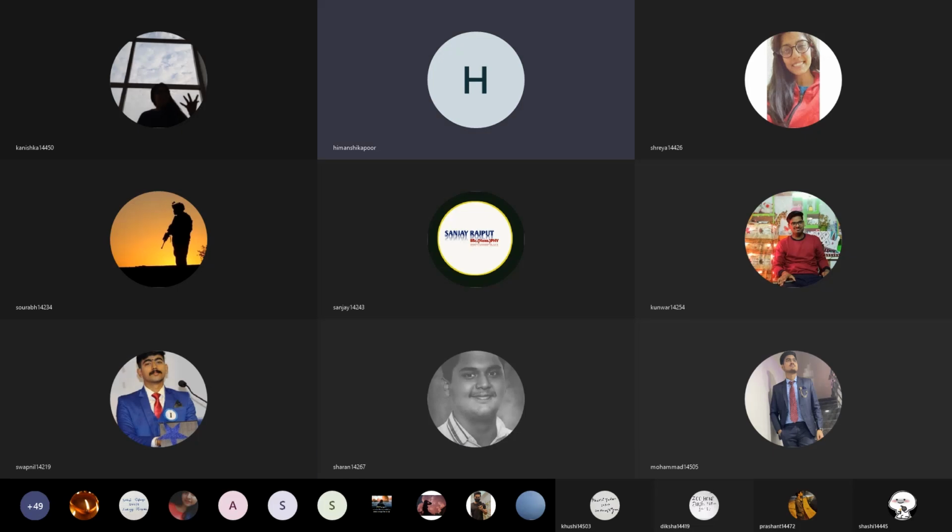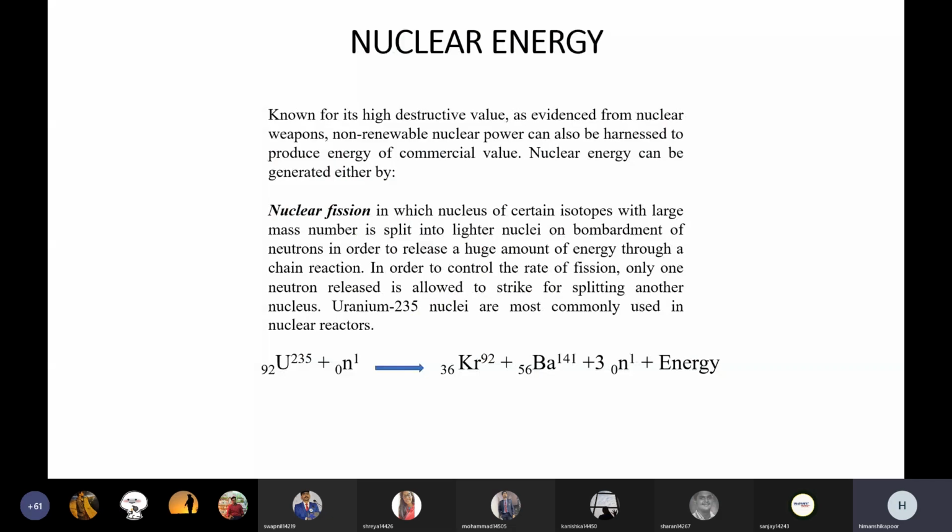So we know that nuclear energy we obtain directly from two processes, nuclear fission and nuclear fusion. Now, before discussing the details about nuclear fission and fusion, do you all know about the basis for nuclear energy? What is the basic principle behind this? Energy-mass equivalence.